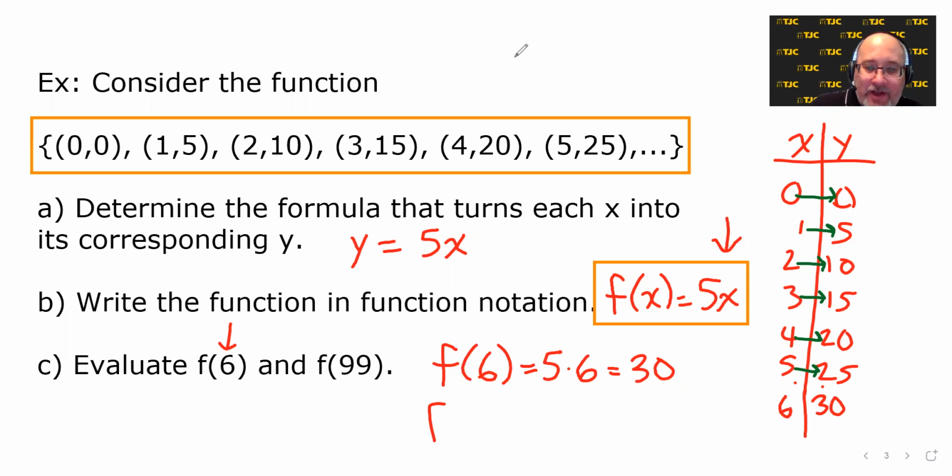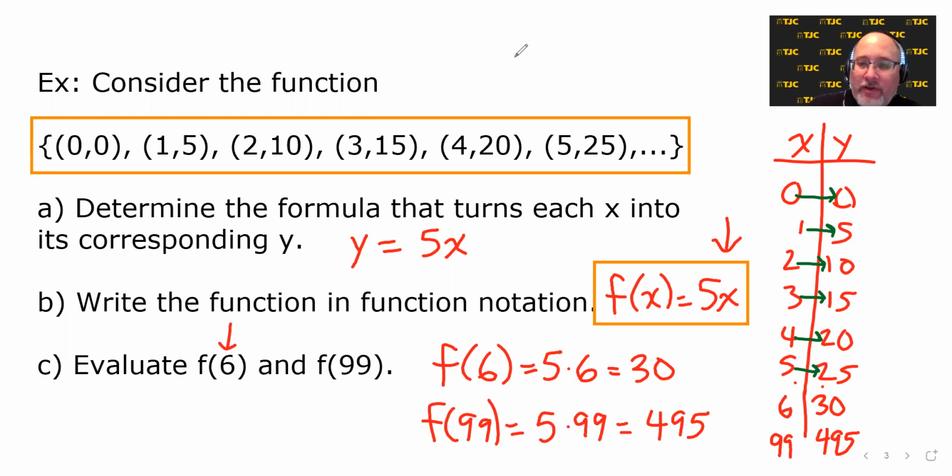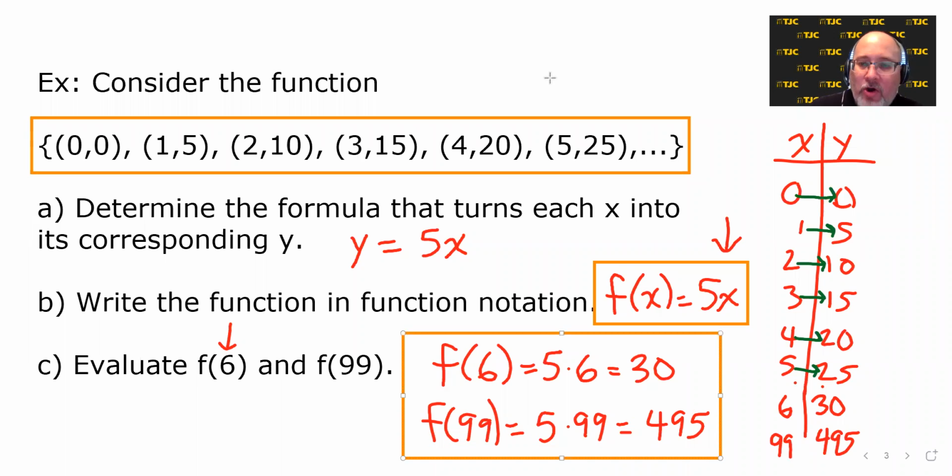Which kind of means that in our table, if we had a 6, it would be paired with a 30. And the same thing for f of 99. Because our function is f of x equals 5x, then f of 99 is 5 times 99, which I believe is 495. Which means as an ordered pair, 99 would be paired with 495. If you have the function in function notation, the thing in the orange box, then it's pretty easy to do these types of problems because all you're doing is putting in a number for the x and working out the problem.